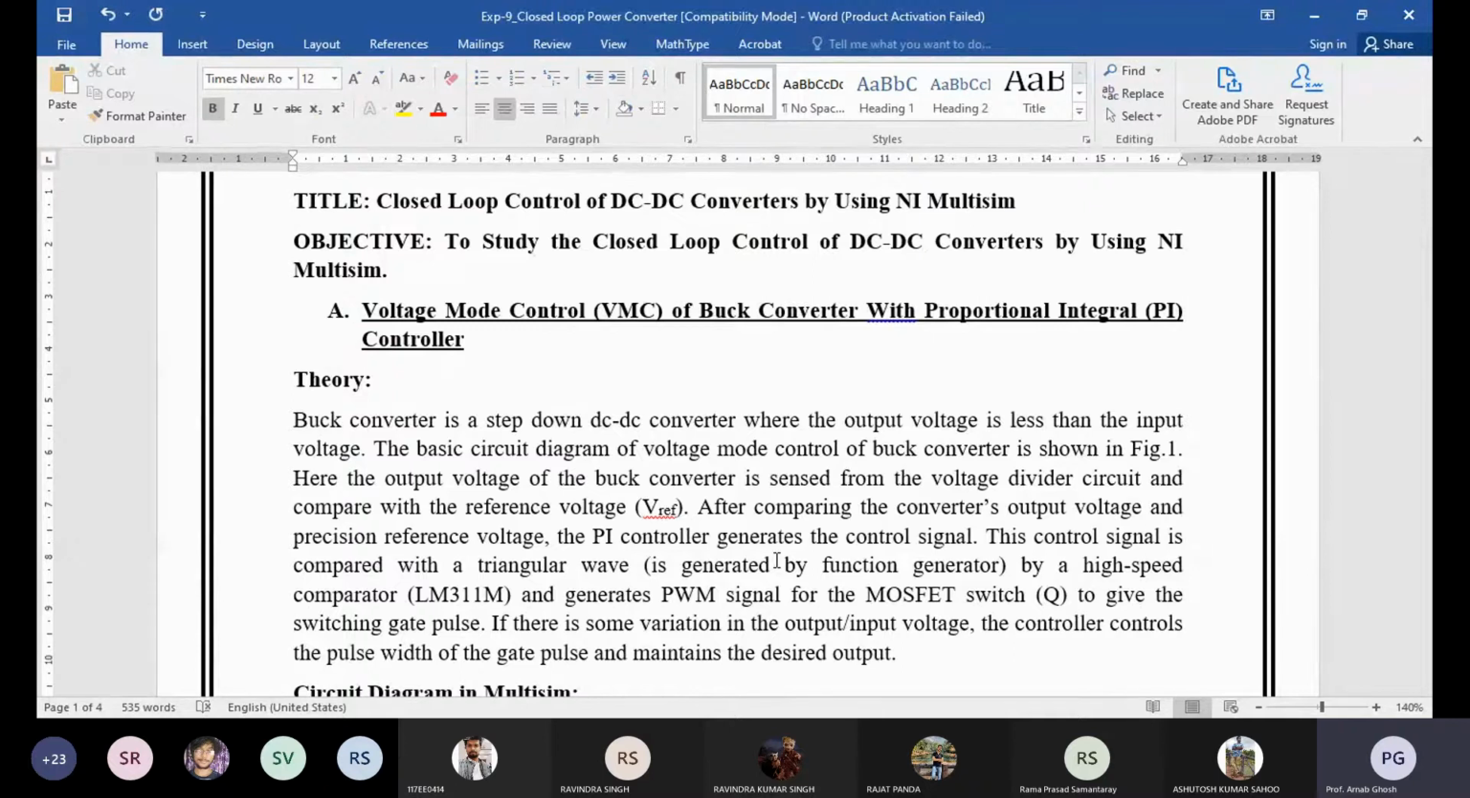But in this study we are going to discuss the basic closed loop control of DC-DC switching converter by using NI Multisim. Okay, so basically you know what the motivations of the closed loop control are. So you know that one motivation of open loop system. Definitely there is some motivation.